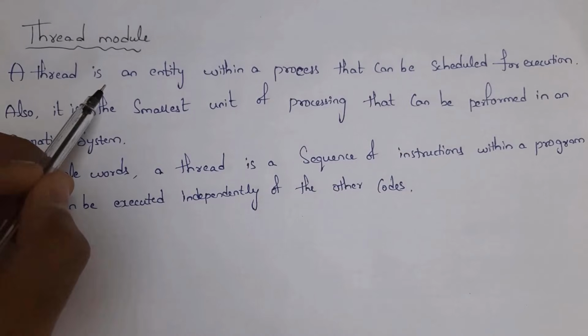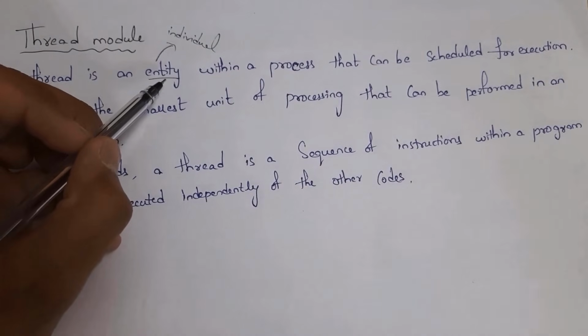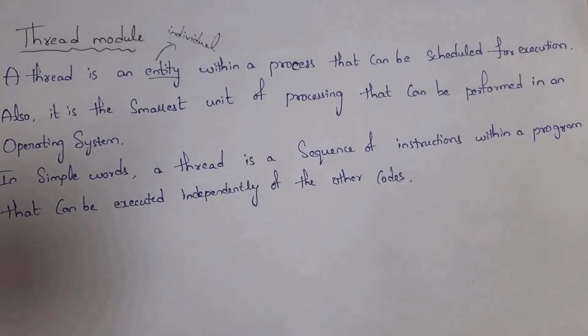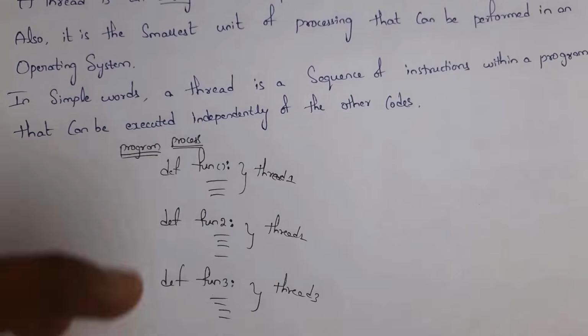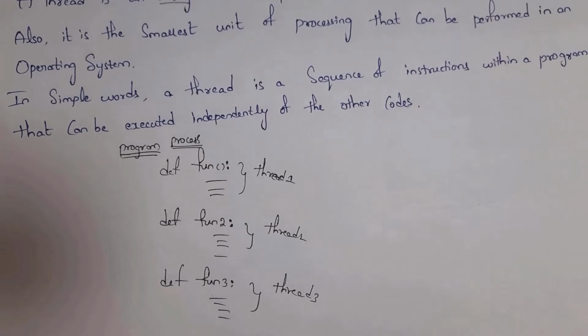A thread is an entity within a process that can be scheduled for execution. An entity is an individual thing. A thread is an individual within a process that can be scheduled for execution. For example, this is a Python program. Now I am executing this program. A program which is being executed is known as a process.